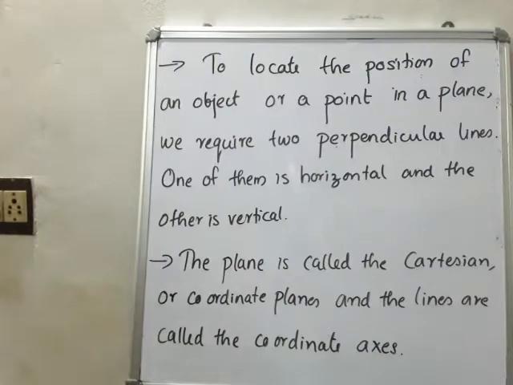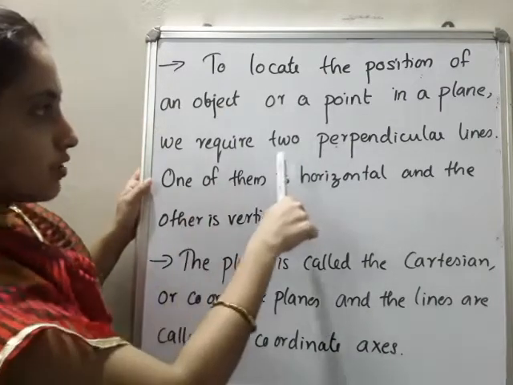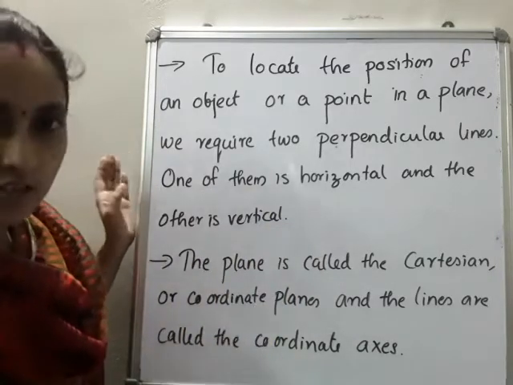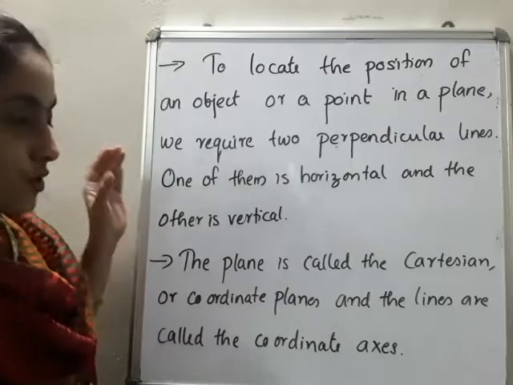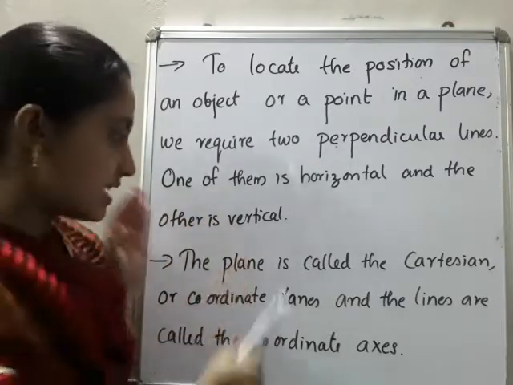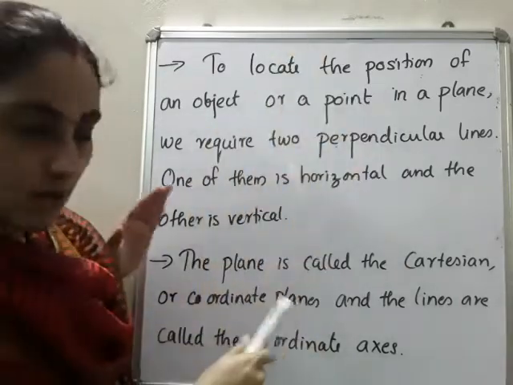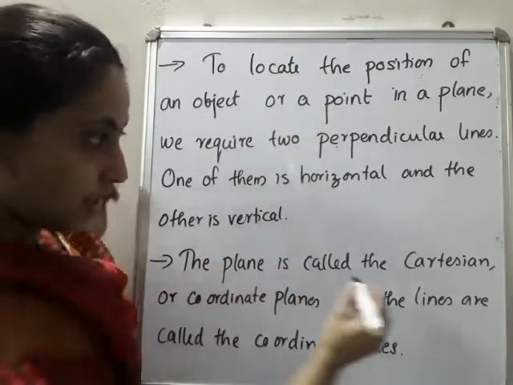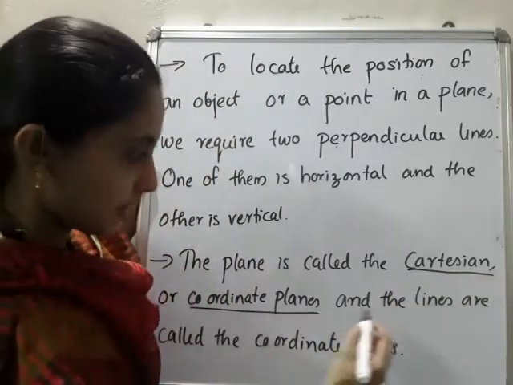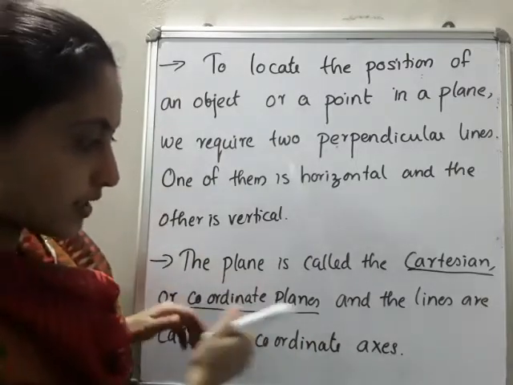Listen here. To locate the position of an object or a point in a plane, we require 2 perpendicular lines. One of them is horizontal and the other is vertical. I think that's clear to you. To locate a point, we need 2 quantities: one is a horizontal line and the other is a vertical line. And that plane is called what? Cartesian. So many names are there. One is Cartesian, another is coordinate plane. And those lines are called coordinate axes.